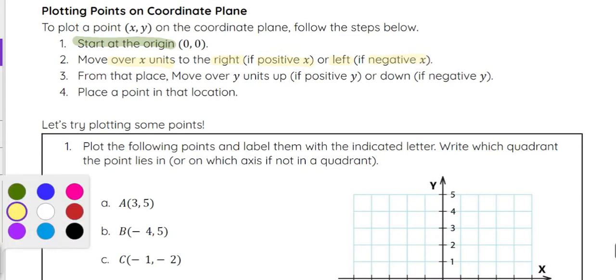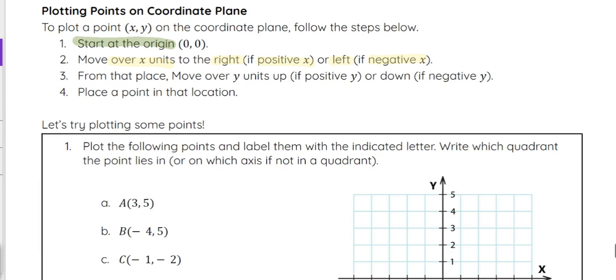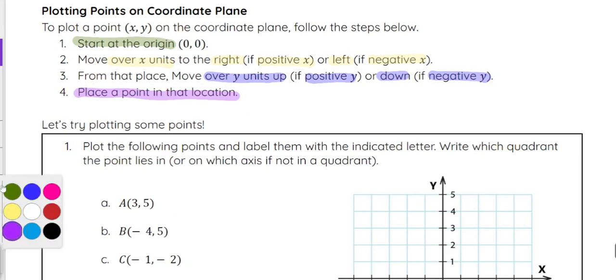Now from that spot, you do not go back to the origin, but from that spot, we move over y units, either up if it's a positive y or down if it's a negative y. And then finally, we will place a point in that location, and that is your ordered pair represented as a point on the coordinate plane.